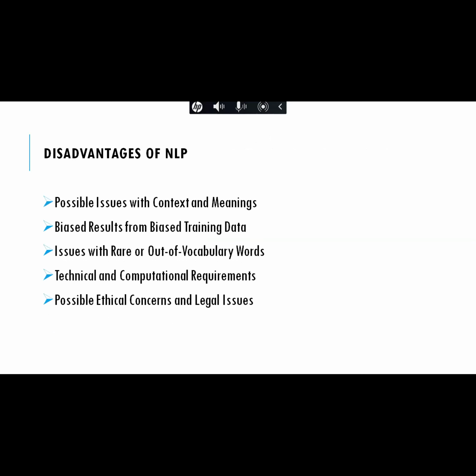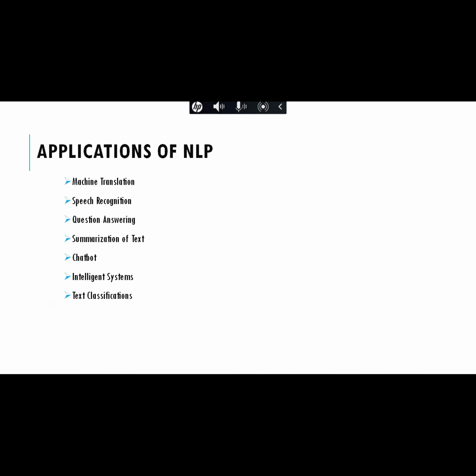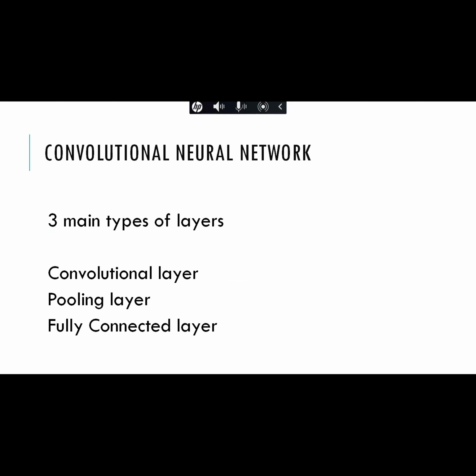So the disadvantages of NLP are the possible issues with context and meaning, biased results from biased training data, issues with rare or out-of-vocabulary words, technical and computational requirements, and possible ethical concerns and legal issues also. The applications of NLP are machine translation, speech recognition, question answering, text summarization, chatbots, intelligent systems, and text classification.